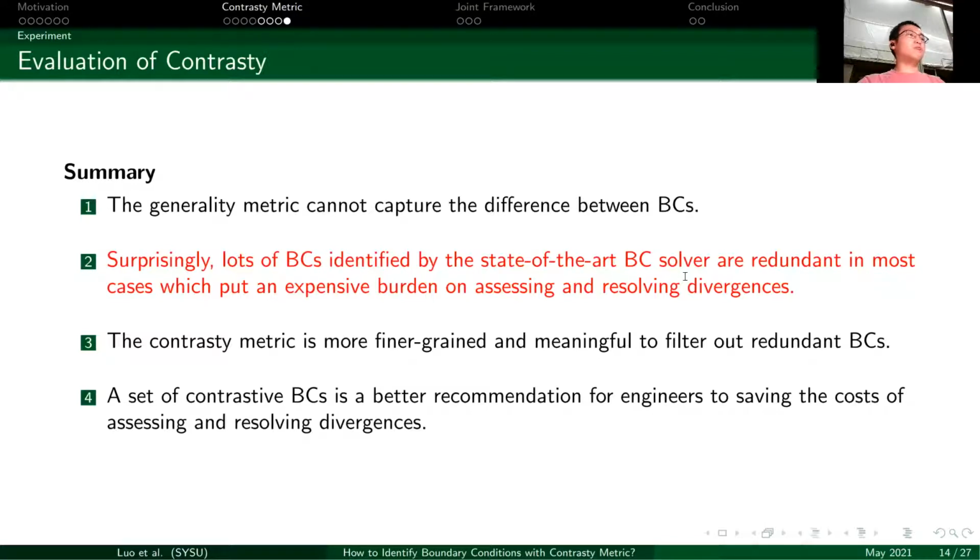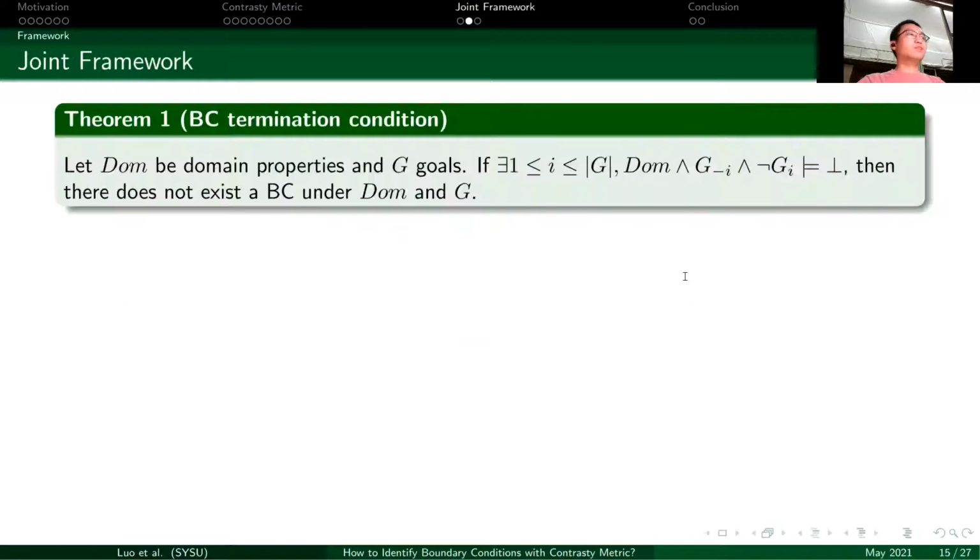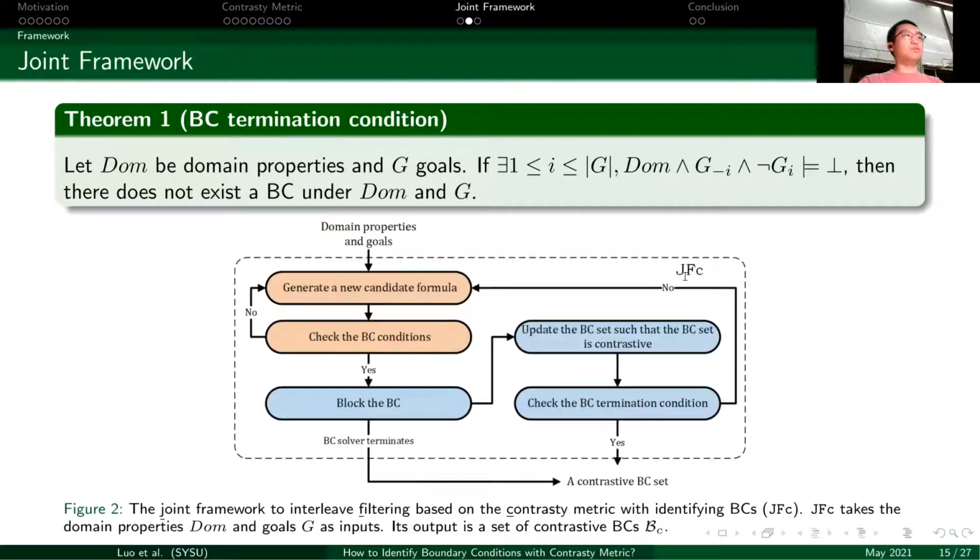It also inspired us to ask whether we can design a framework that considers the contrastive metric during the BC identification stage. In this work, we first proposed the BC termination condition. Based on the BC termination condition, we designed the joint framework, JFC for short.